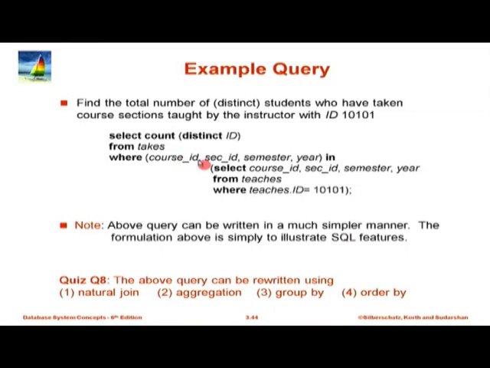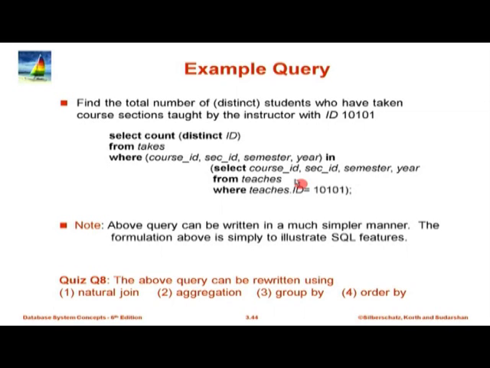Let me flip back to the screen here. A naive way of evaluating this particular query is to take every row of takes and then evaluate this subquery completely every single time, which is expensive. You can imagine if 10101 has taught many courses, we compute that whole set over and over again, and each time we check whether this tuple of values is in this set here. That can be very expensive. So naive evaluation of nested queries can be very expensive.